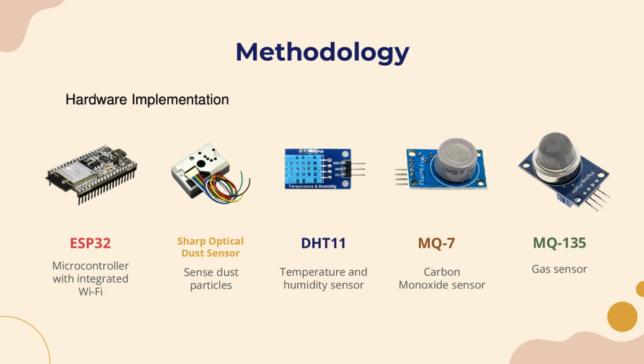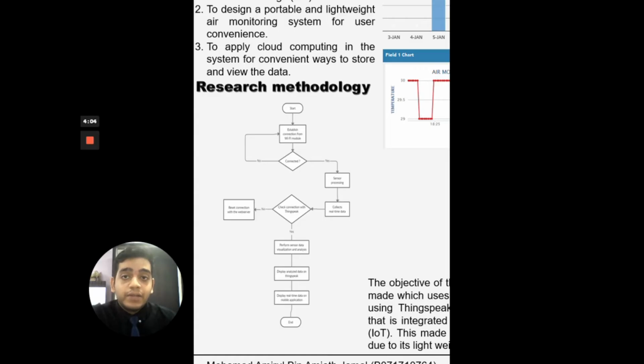DHT11, which is a simple digital temperature and humidity sensor. Next, we use the MQ135, which can be used to measure NH3, benzene, or carbon dioxide gas. MQ7 is a sensor to detect carbon monoxide gas in the air. The concentration of carbon dioxide gas can be detected from 20 to 2000 ppm.